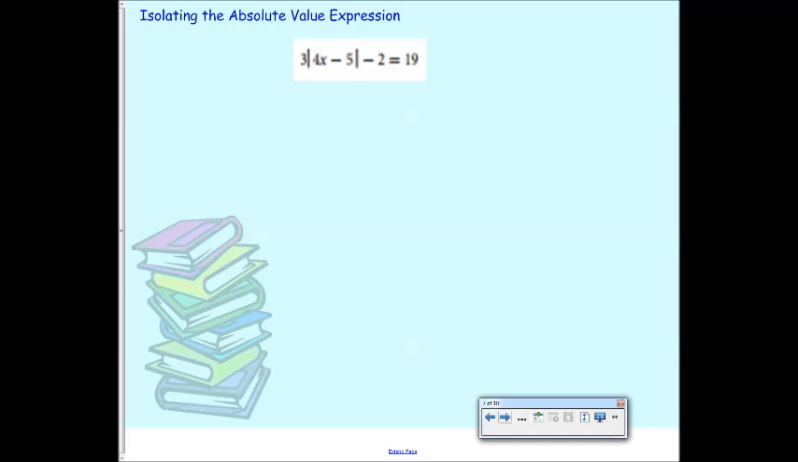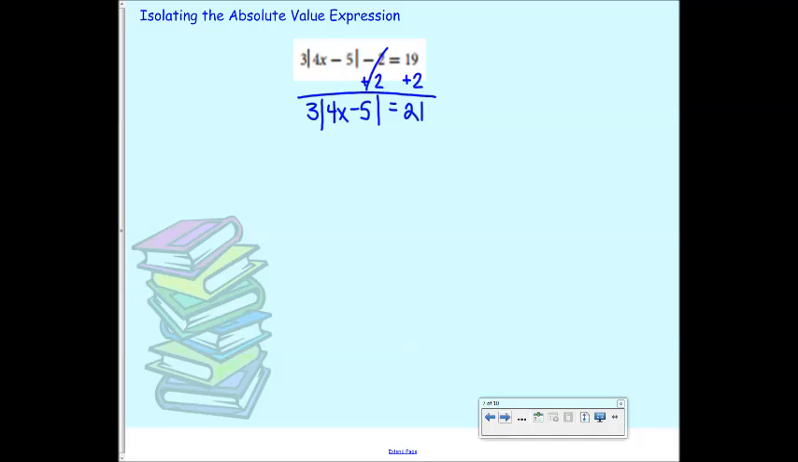So the first thing I'm going to get rid of here is the minus 2. I get rid of a minus 2 by adding 2 to both sides. And I end up with 21 equals, my 2's are gone. So now I have 3 absolute value of 4x minus 5. I still have the absolute value symbols. I have not done anything to get rid of those. Remember, those only eliminate when you split it into 2 separate equations.